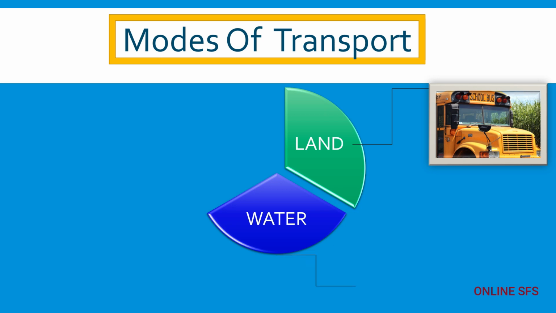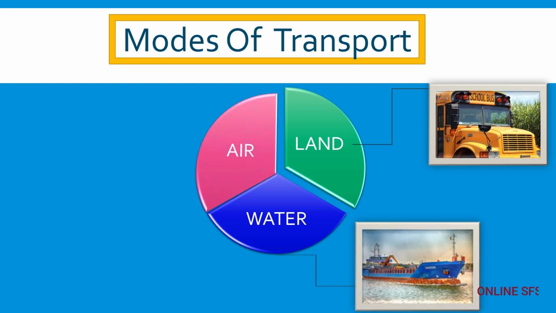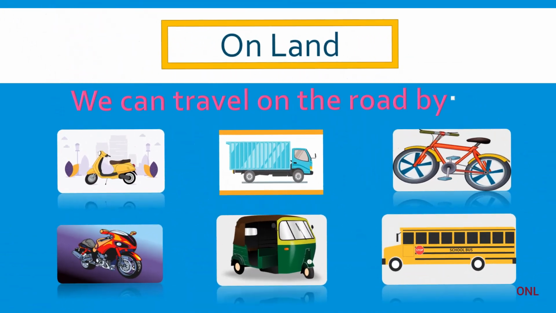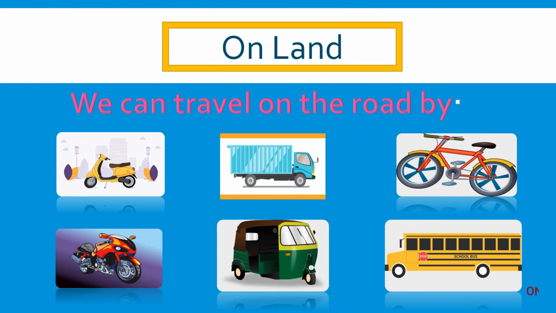There are three modes of transport: land, water, and air. Let's look at the land transport first. When you travel on land, you use roads or special tracks for special vehicles. Let's see which vehicles we can use when we want to travel on land.